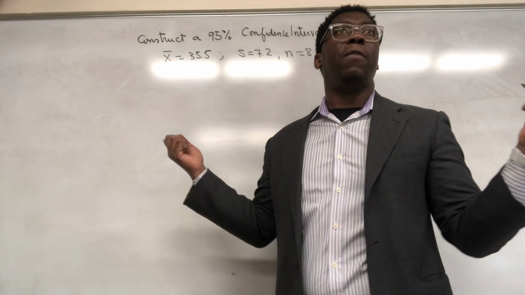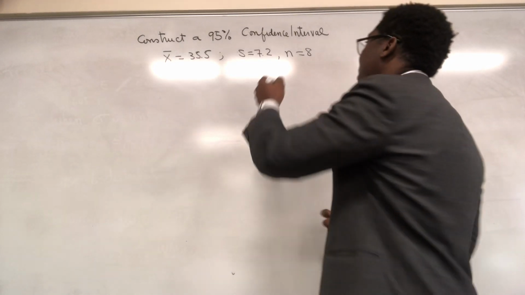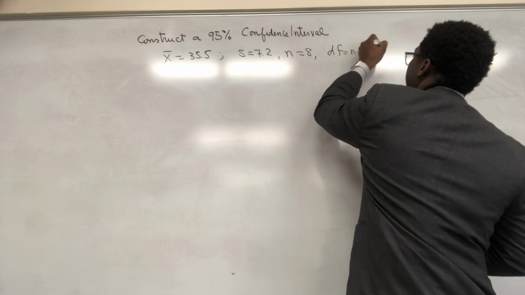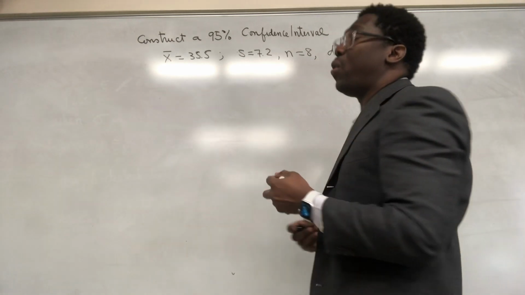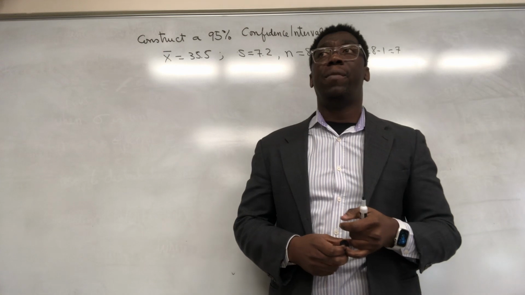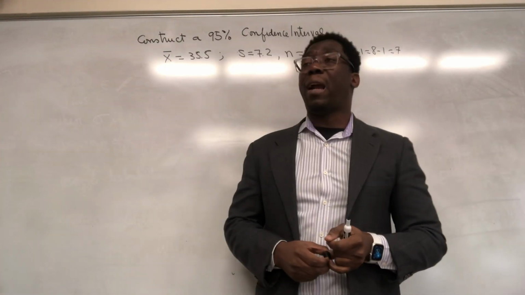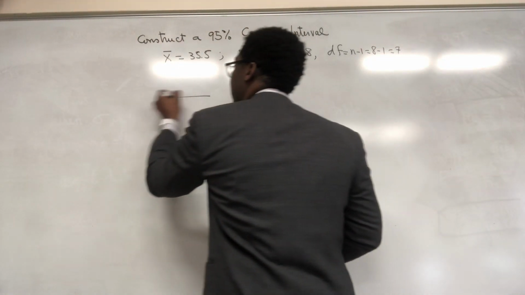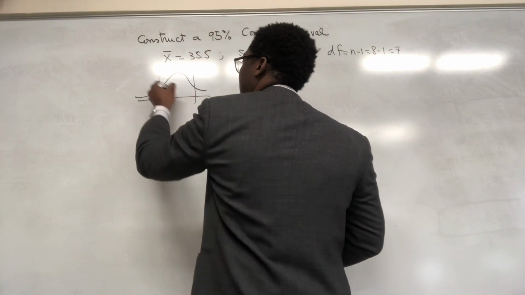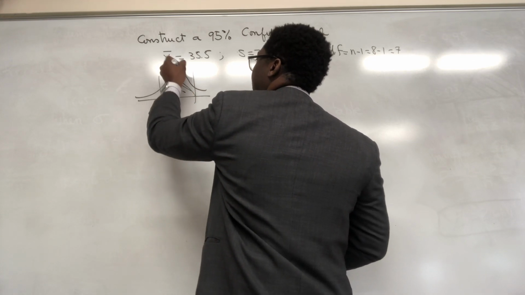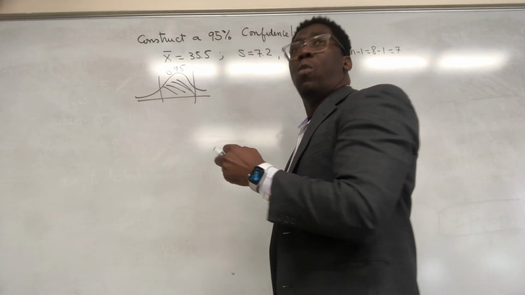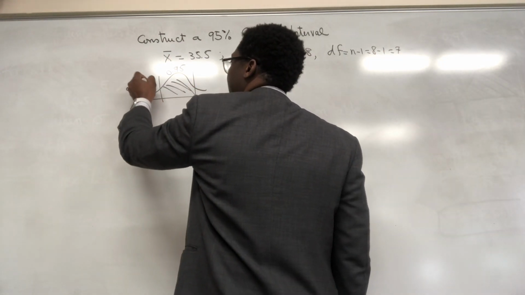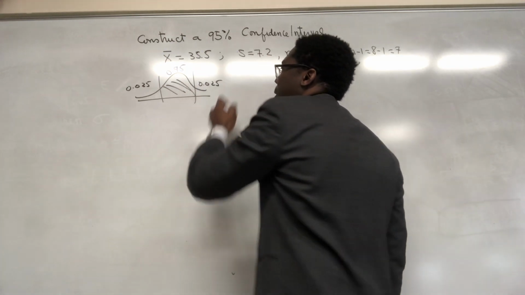But first of all, before even getting there, the degree of freedom. So degree of freedom is N minus 1. So 8 minus 1 is 7. Once I know the degree of freedom and I know my confidence level is 95%, 0.95, what is my significance level? So it would be 0.025 and 0.025 here because we went over that already.